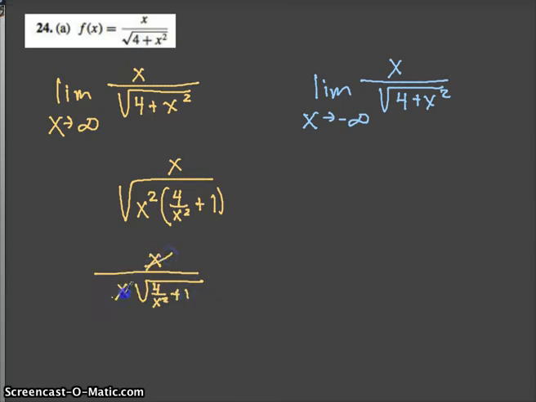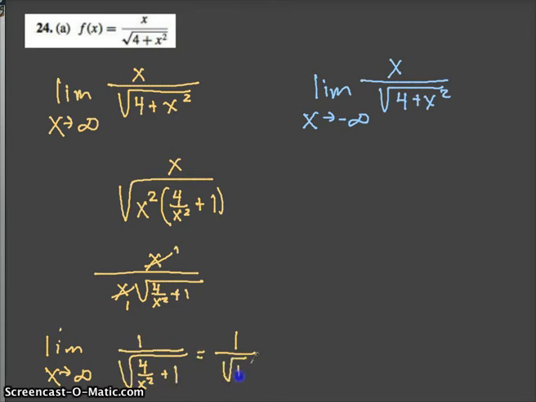The x's cancel to 1, and so I'm looking at the limit as I approach infinity of 1 over the square root of 1 plus 4 over x squared. As I approach infinity, the limit of 1 is 1. As x approaches infinity, the limit of 4 over x squared is 0. So I have the square root of 1, which is 1. That means I have a horizontal asymptote. One of my horizontal asymptotes is y equals 1.